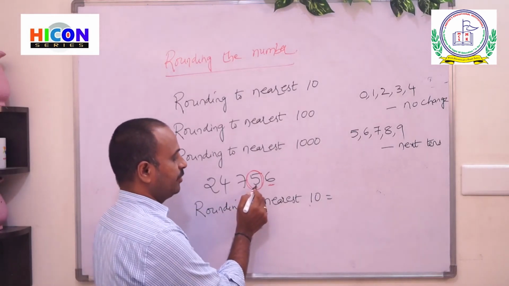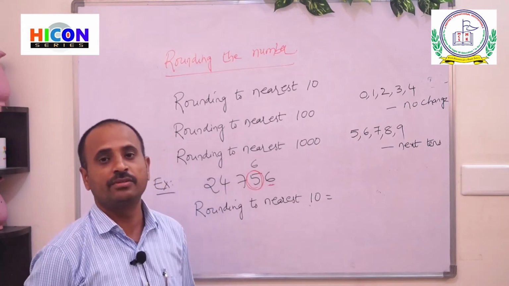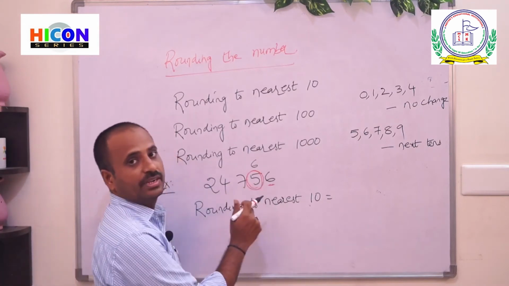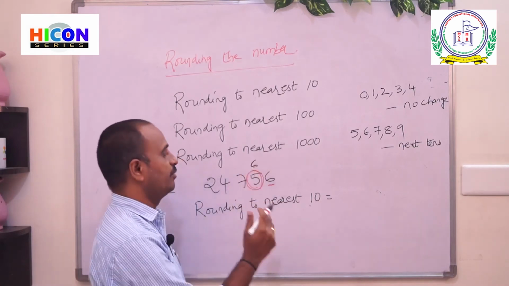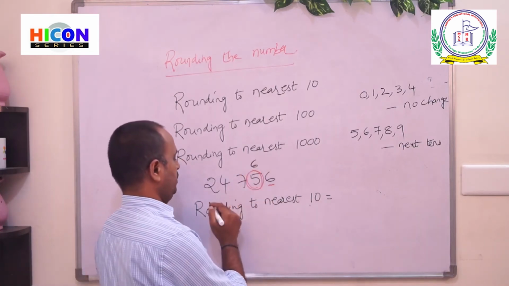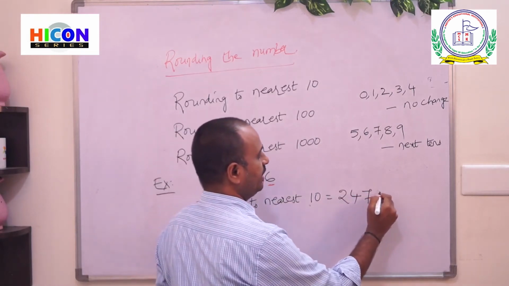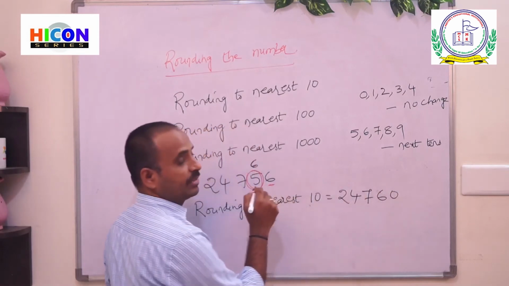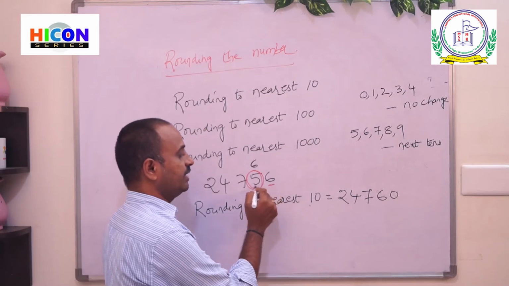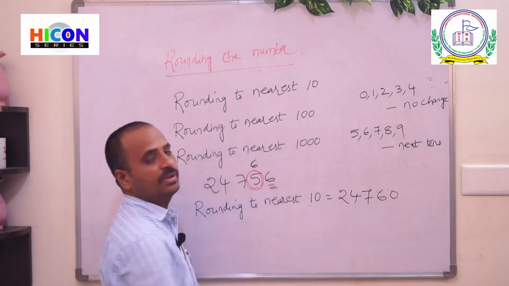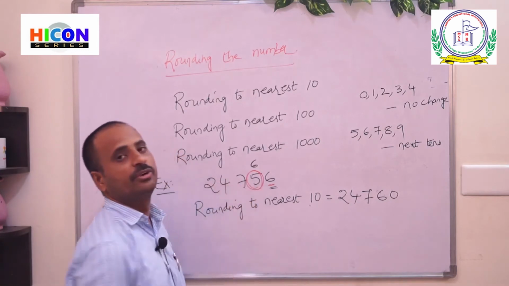So the next number after 5 is 6. Here the digit in the tens place is 5, so there are 5 tens. After 5, the next ten is 6. So we rounded the given number to the next tens, and the number will become 24,760, keeping 0 for the remaining digits. There is one digit after the tens place, and we keep 0 in that place. This is the nearest number rounded to the nearest tens.